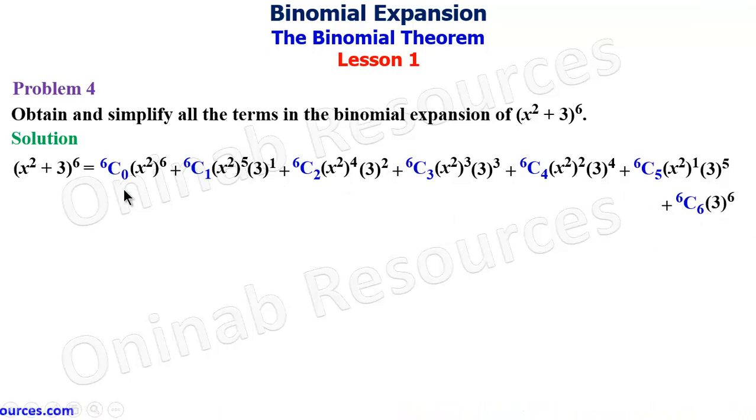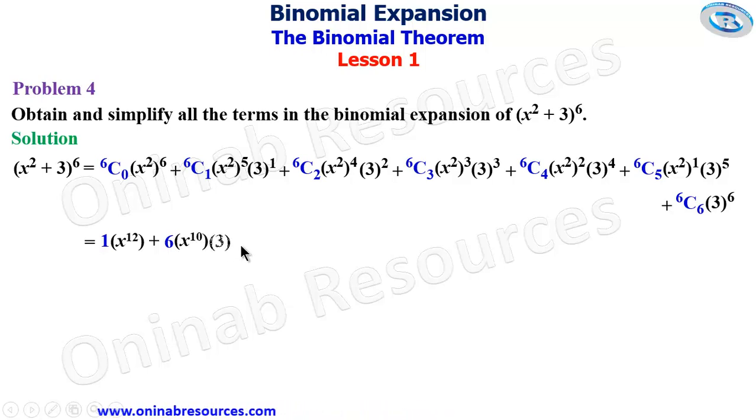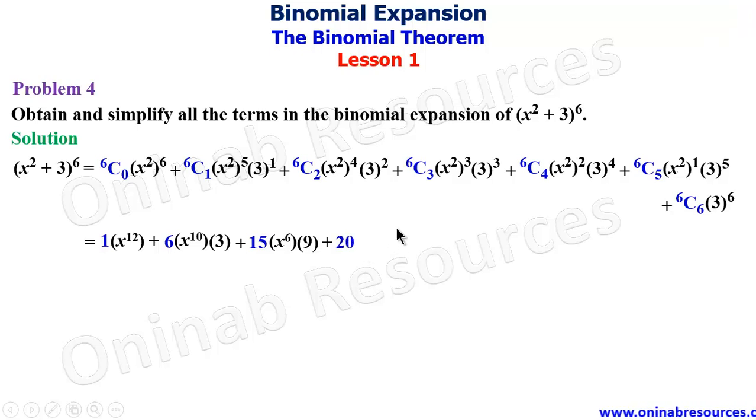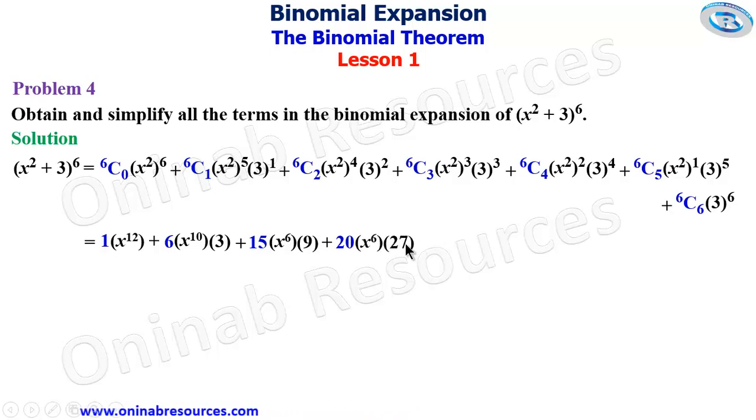We simplify. That is going to give us a 6 combination 0 is 1. Then this is going to be x raised to power 12. 2 times 6, 12. Then this is going to give us 6 x raised to power 10. Then times 3. Here is going to give us 15. That is going to be plus 15 x raised to power 8. This is going to give us again 20. 20x raised to power 6, then times 27, since 3 raised to power 3 is 27.